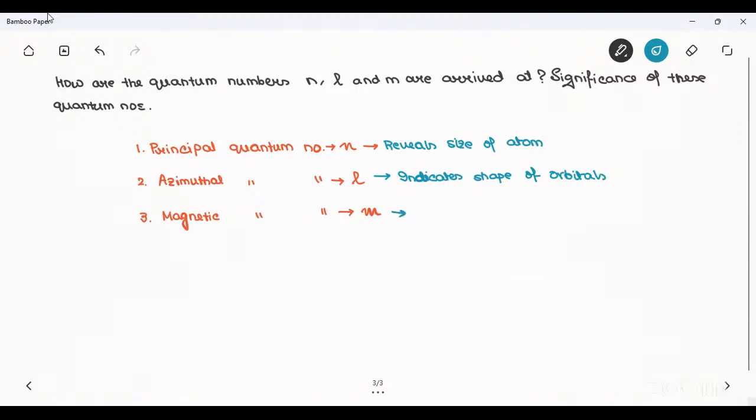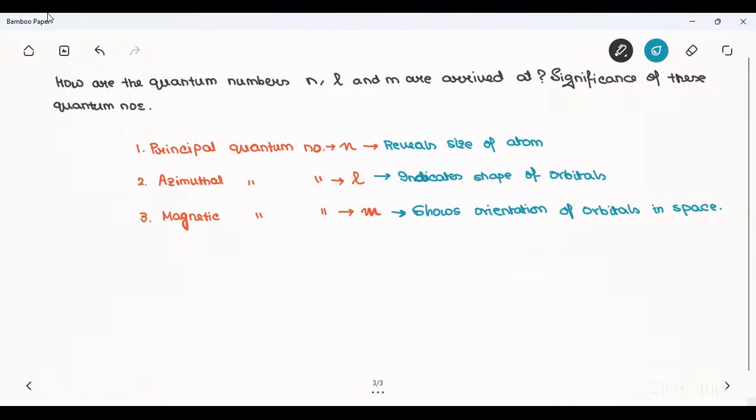Okay, and third is the magnetic quantum number. It was proposed by Lande. So this shows the orientation of the orbitals in space. Right. So this shows the orientation of the orbitals in space.